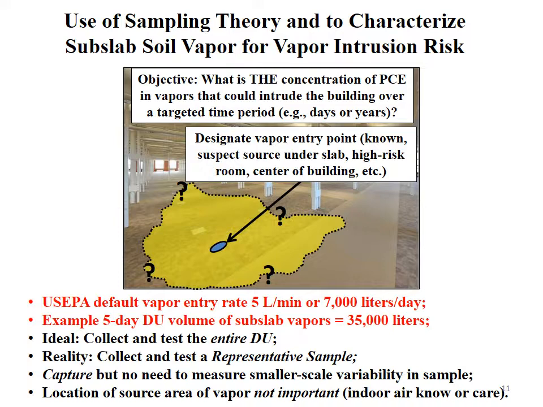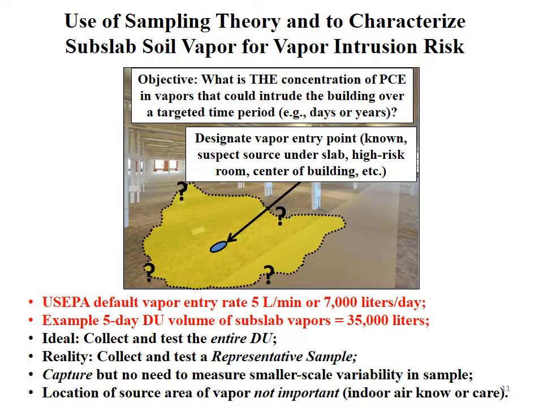Or this entry point could be a known entry point in the building where you know vapors are coming up through the slab, or it could be a suspect source area under the slab, and you're assuming an entry point could in the future be located at that place, a crack in the floor or something. Or you may be more concerned about a high risk room. Maybe there's a daycare center somewhere in the building and you're especially concerned about vapor intrusion impacts to indoor air within that specific room.